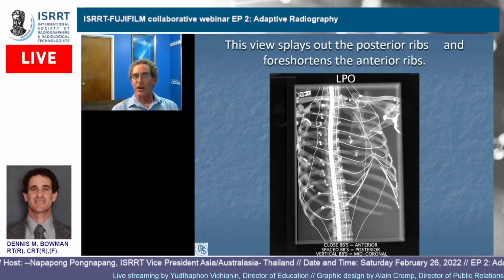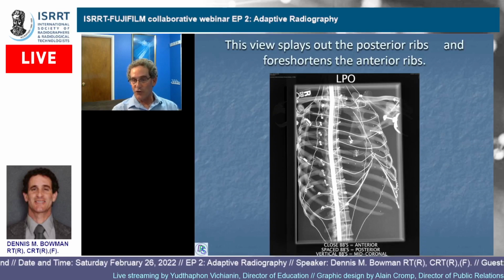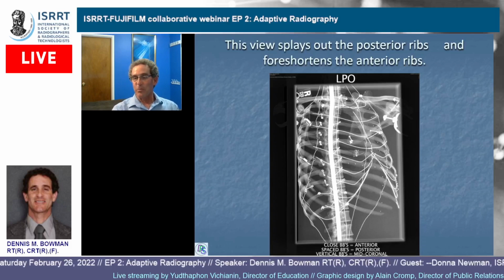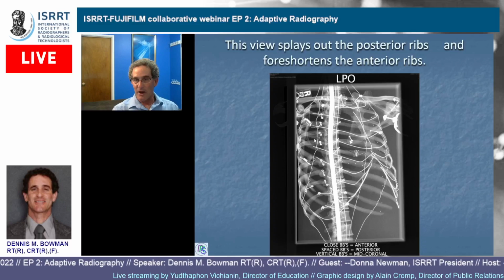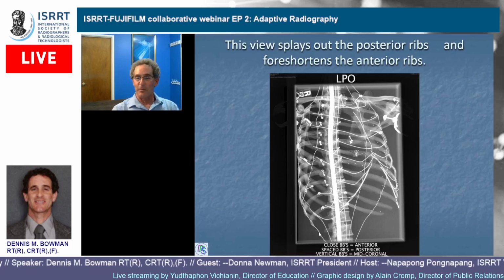Here you can see that it's showing too much, because it looks almost like we're doing a bilateral rib. But you can also see that on an LPO, it totally opens up the posterior ribs, and it foreshortens the anterior ribs. So it's a great looking oblique of it. The perfect collimation would have been right there. So that's the dream shot if you're shooting, to have your perfect collimation.